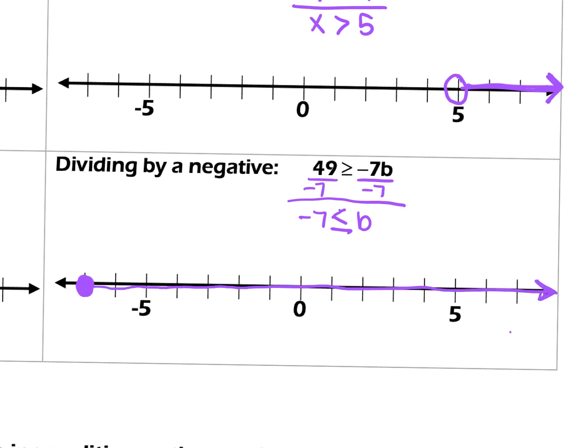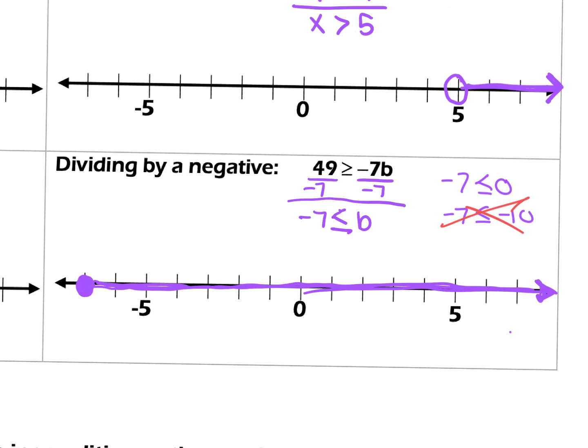And if you're not sure how to read that, that's fine. That's okay. Just plug in numbers. I know I have negative 7 here. Well, I'm going to plug in 0 on this side, and I'll plug in negative 10 on this side. If I plug in 0 for b, I have negative 7 is less than or equal to 0. Well, that's true. But if I put negative 10, so I have negative 7 is less than or equal to negative 10. Well, that one is not true. Negative 7 is not less than negative 10.